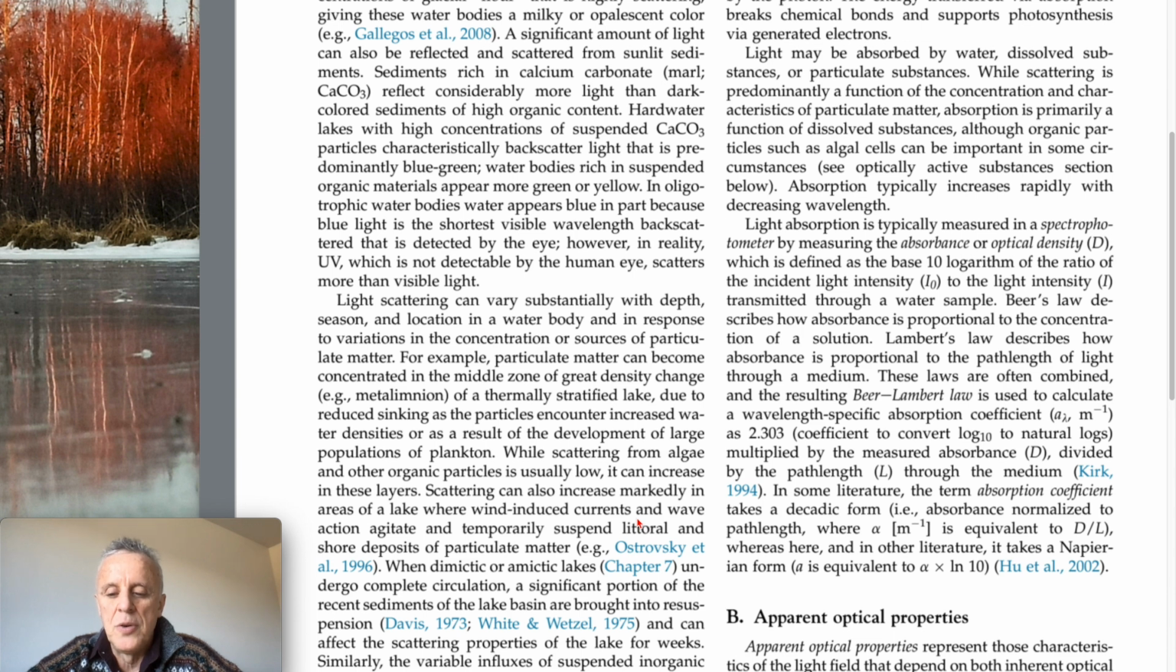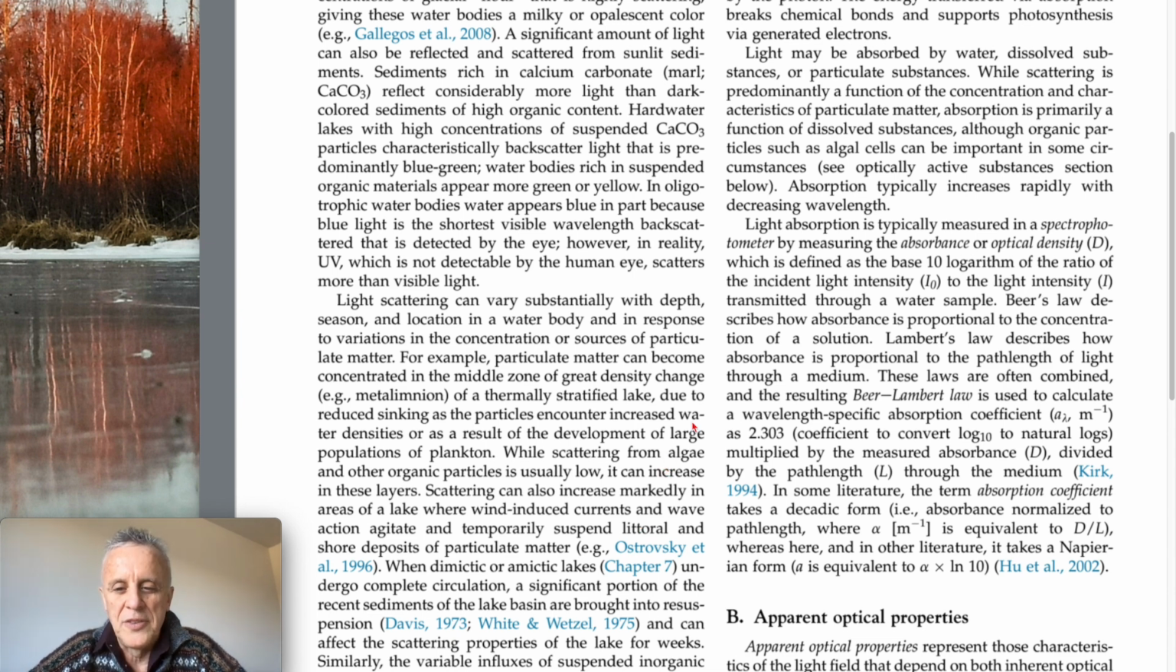In some literature, the term absorption coefficient takes a decadic form, i.e. absorbance normalized to path length, where alpha, in 1 over meter, is equivalent to D over L, whereas here and in other literature it takes a Napierian form. A is equivalent to alpha times the natural log of 10.